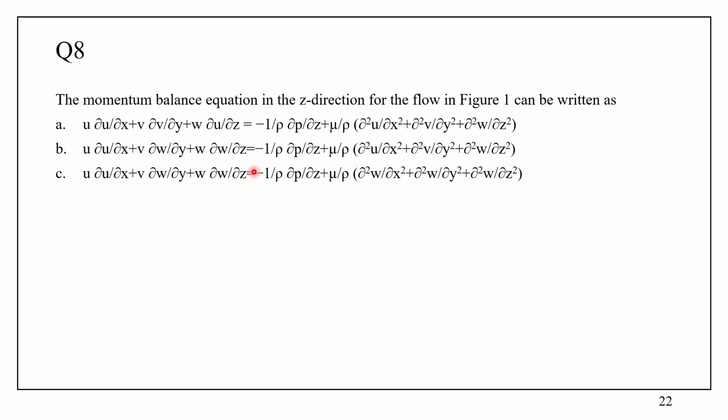Option C, it is u into dou u by dou x plus v into dou w by dou y plus w into dou w by dou z equal to minus 1 by rho dou p by dou z plus mu by rho into dou square w by dou x square plus dou square w by dou y square plus dou square w by dou z square. Option D, none of the above.